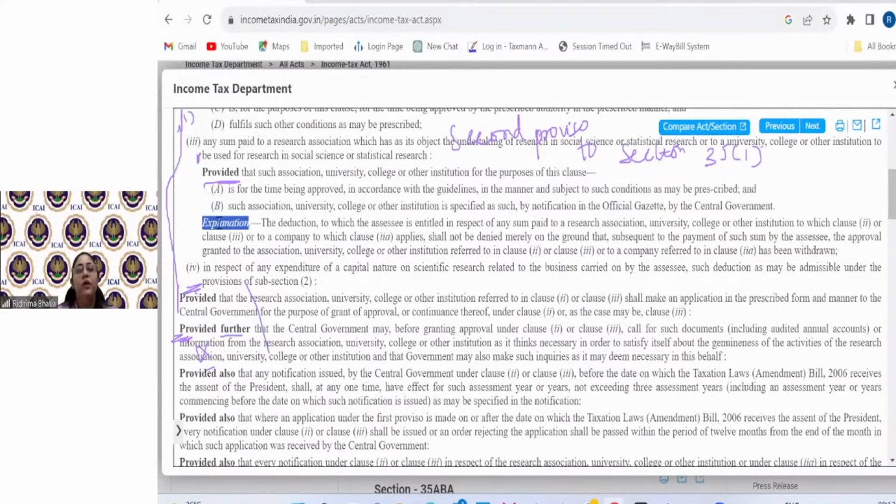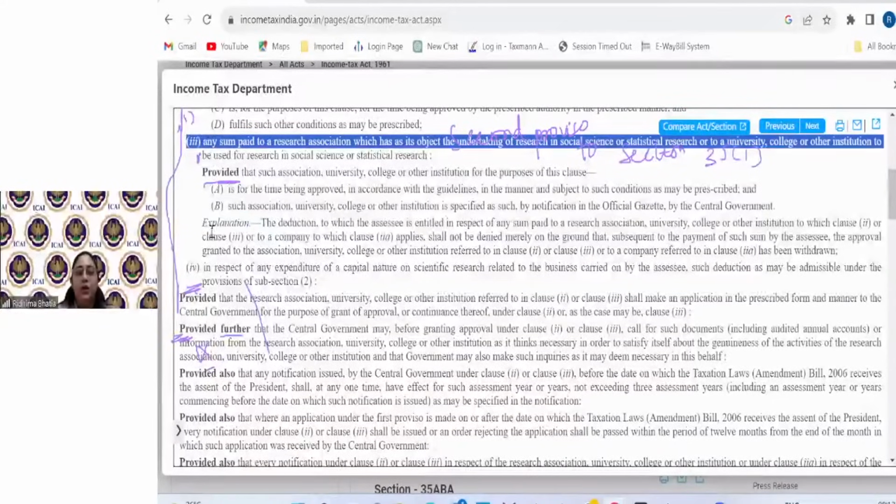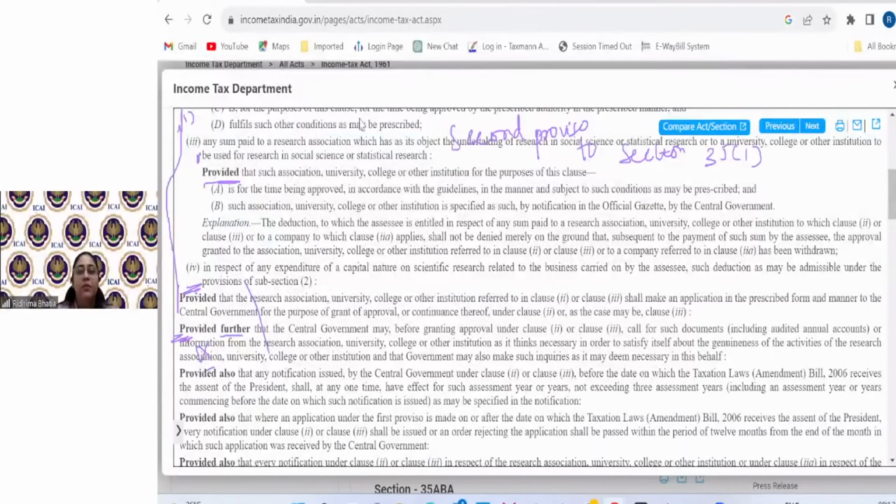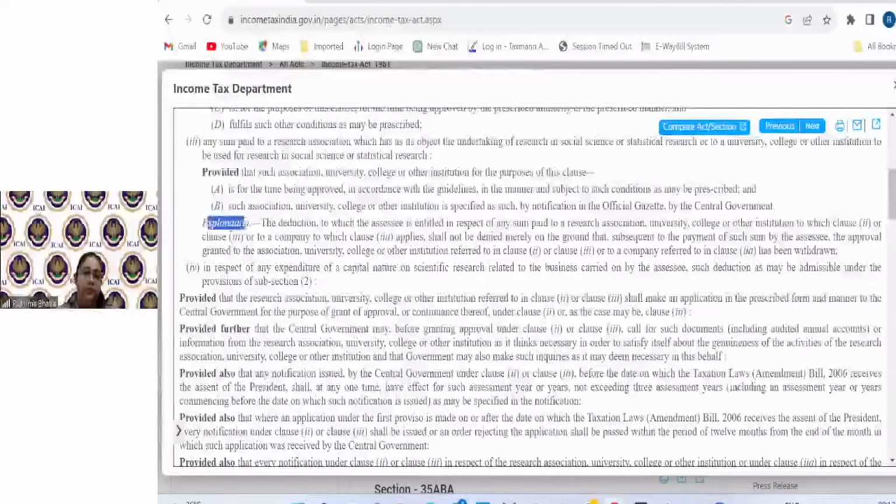Now here it is written explanation, so sub clause, again alignment matters, it's a certain clarification or a certain meaning given for only this particular clause, only this particular part. Whatever comes under it, it gives some clarification of that. So provisos are exceptions or conditions, extra conditions, and explanations are certain clarifications.